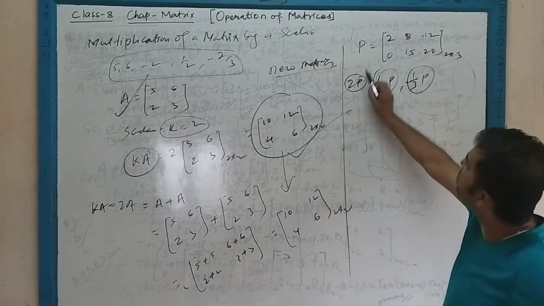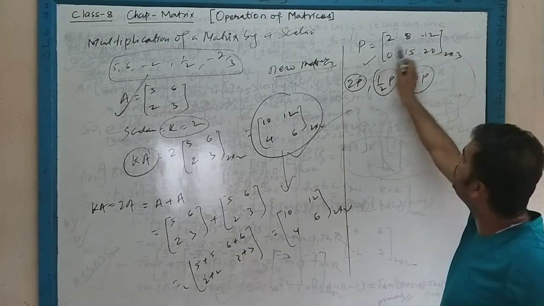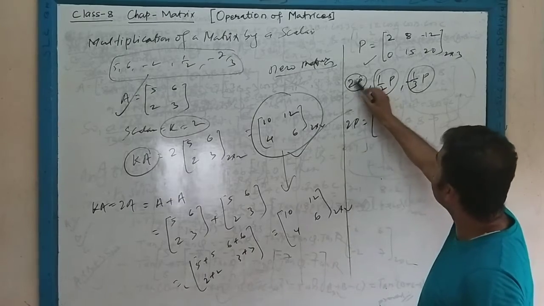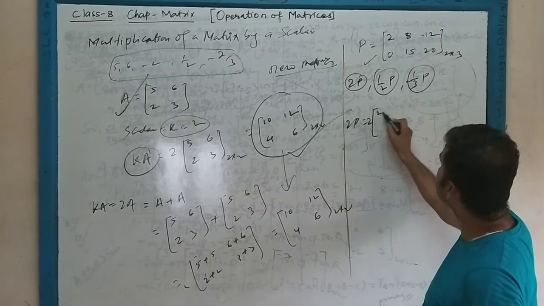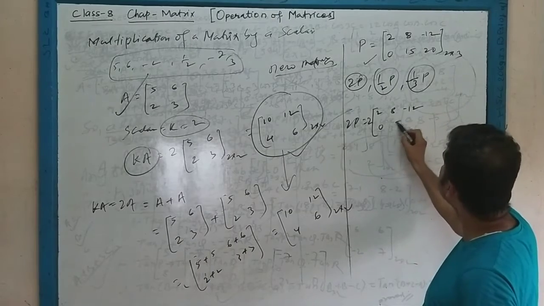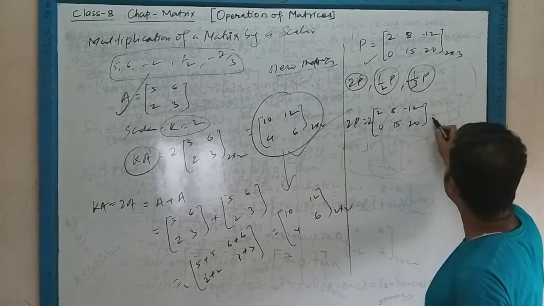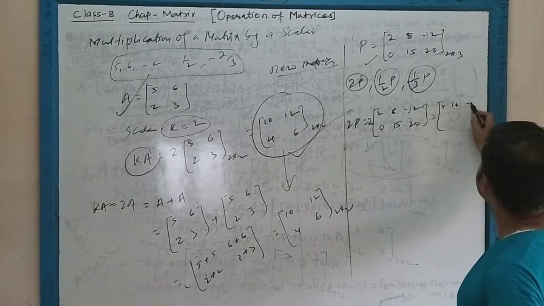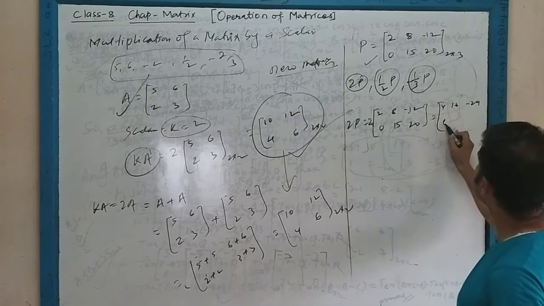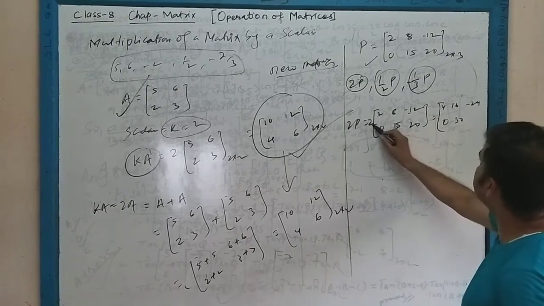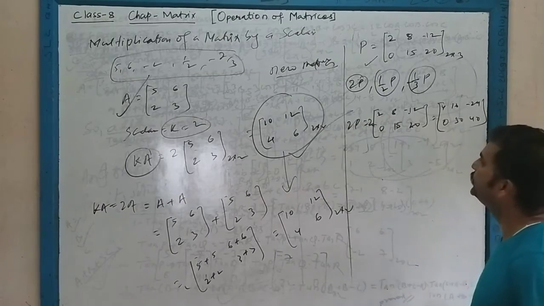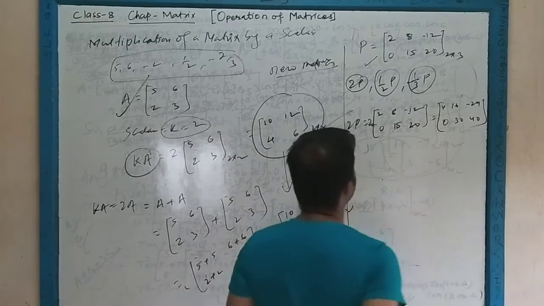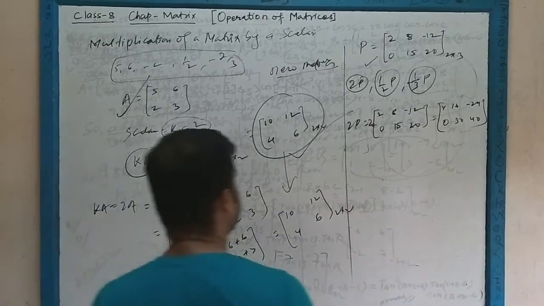For 2P, you multiply all the elements of matrix P by 2, and you get the answer. I'm writing the result directly. 2P will be 4, 16, 24, 0, 30, 40. So this is your answer. In the same way, don't do it directly, you show it stepwise. Multiply all of these and then show. How to show? Here.